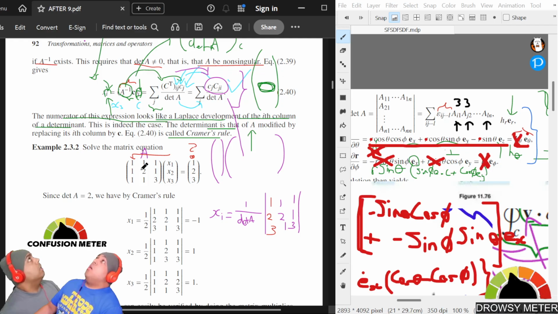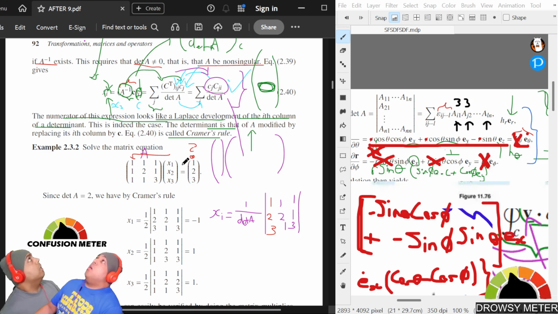What is cofactor? Cofactor is the limit stuff. CJI is a matrix of cofactors. I'll look into it later.